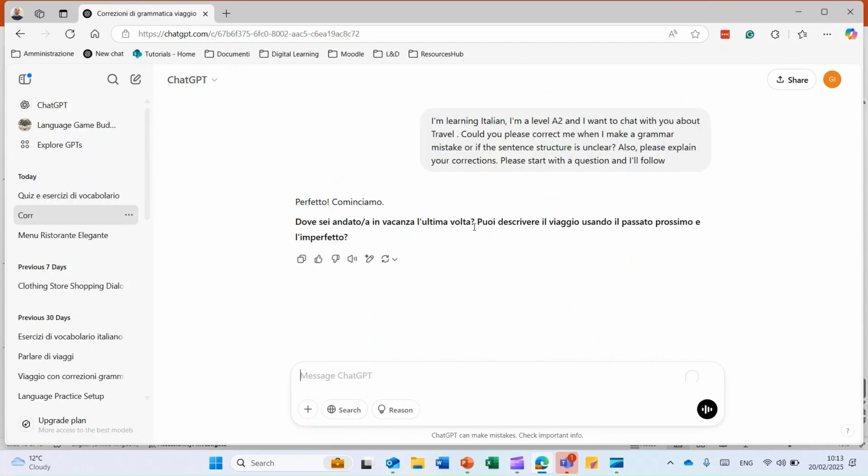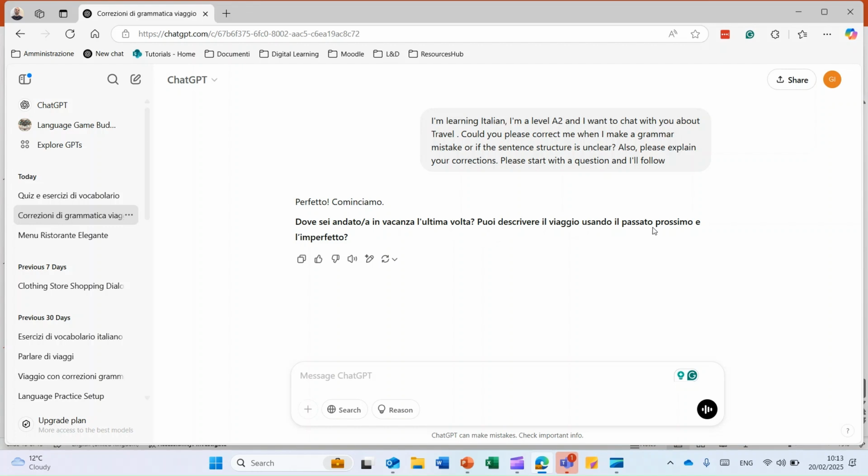Another example: I'm learning Italian, I'm level A2, want to chat with you about travel. So they start with the question: dove sei andato in vacanza l'ultima volta? Puoi descrivere il viaggio usando il passato prossimo imperfetto. So, where have you been on holiday last time? Please describe your trip using these two different tenses.